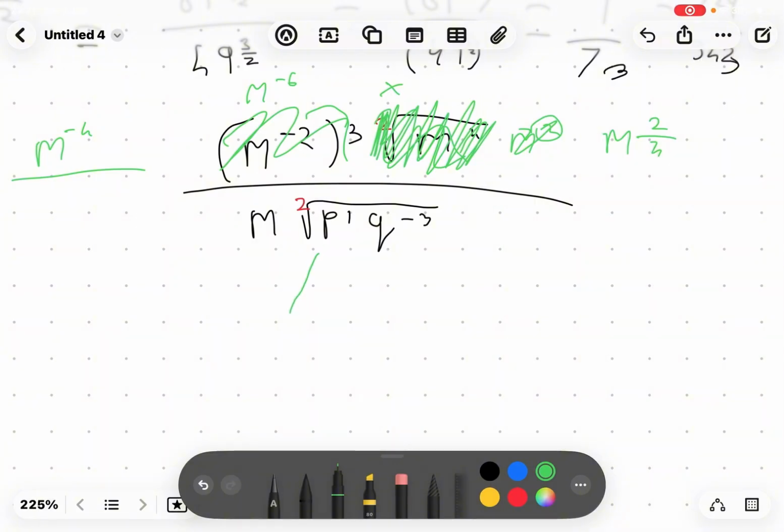After this, we have to solve p to the 1/2, because that's what the rule says. This thing is on the bottom, and whatever it is, it has to be on the top. Let's just leave it like that for now. And then we have q^-3/2. After that we also have m here, and that m has a 1, but that's later.